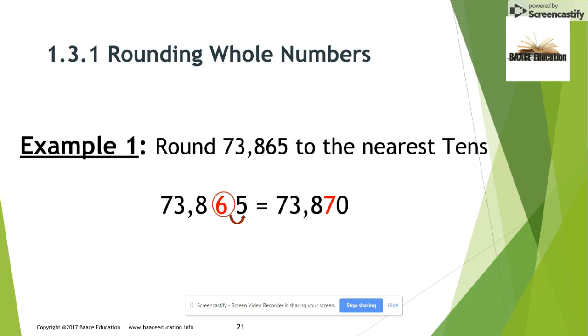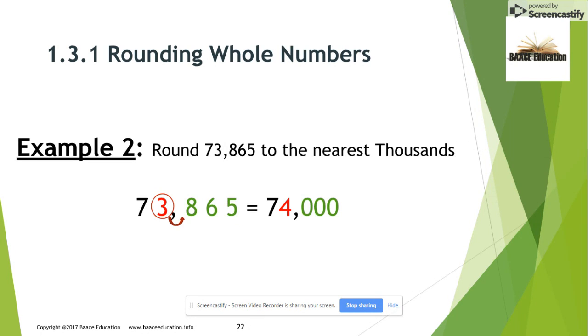So let's round the next number, 73,865 to the nearest 10. The 6 is the tens place, and we circle that and we look at the next number. Since the next number is 5 or more, we increase the 6 by 1 and it becomes 7. And we have 73,870.